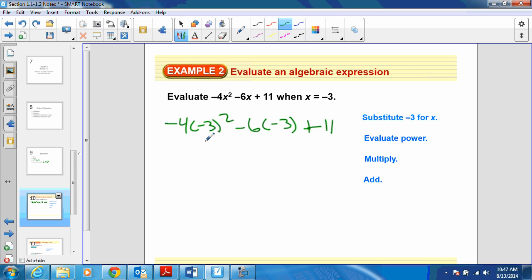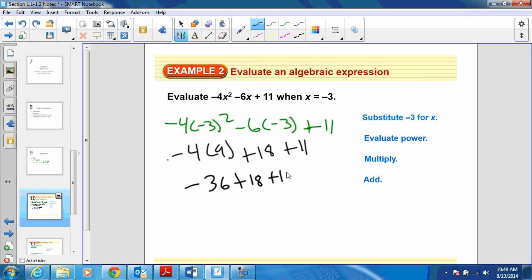So the next one would be exponents, which is negative 3 squared, negative 3 times negative 3 is 9. So we're going to rewrite it as negative 4 times 9. Then we have negative 6 times negative 3, which is 18, plus 11. Then we have negative 4 times 9, which is negative 36, plus 18, plus 11. Negative 36 plus 18 is negative 18, plus 11, which is negative 7.